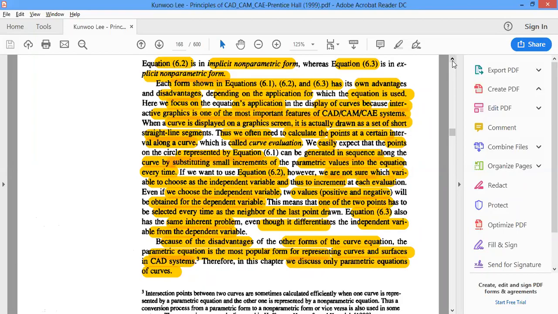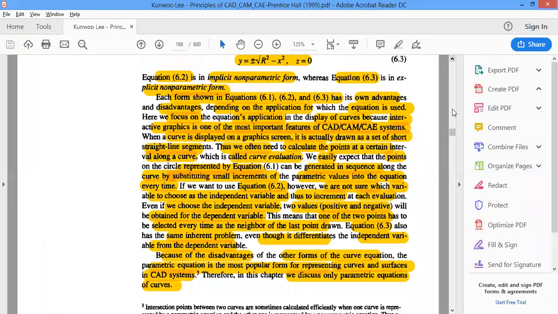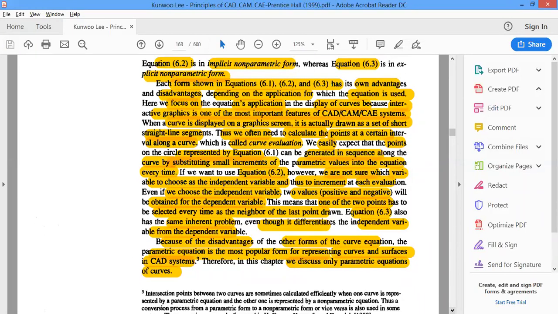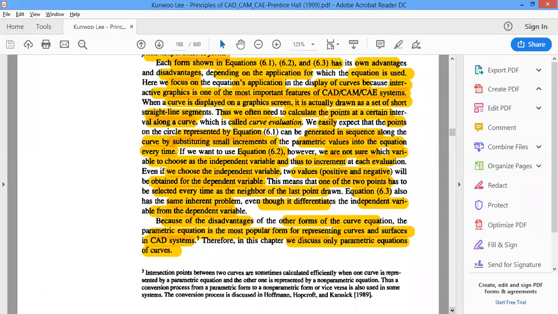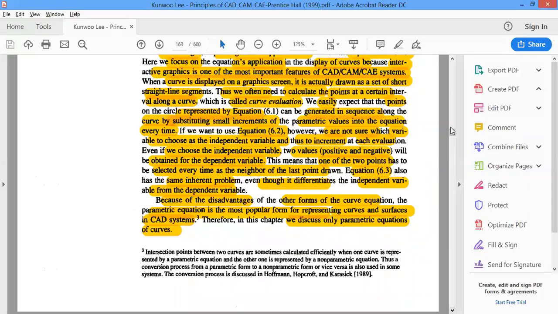This is the reason why we don't make use of non-parametric form of equations in the system for building the file. Especially in CAD software, we don't make use of those, to avoid confusion. So that is the disadvantage of the non-parametric form of equations.